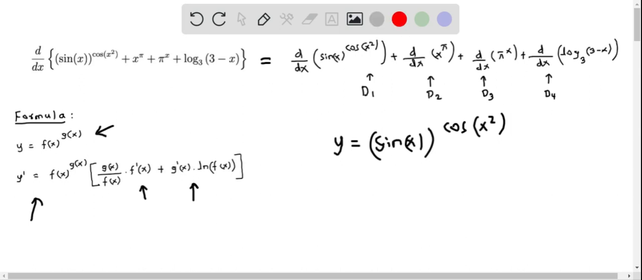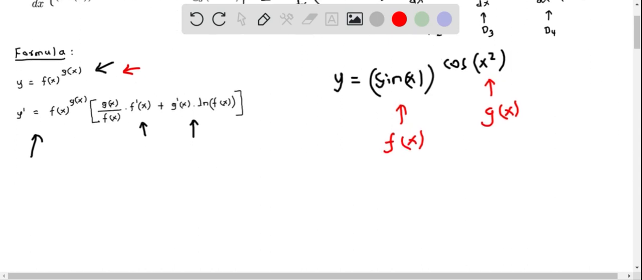Clearly we can see that our function y equals sin x to the power of cos of x squared is in the form of f of x to the power g of x, where we can consider sin x as f of x and cos of x squared as g of x. So we can utilize this formula. In fact, one can easily derive this formula by taking the natural logarithm on both sides of this equation and then finding its derivative. So we can use this formula now.